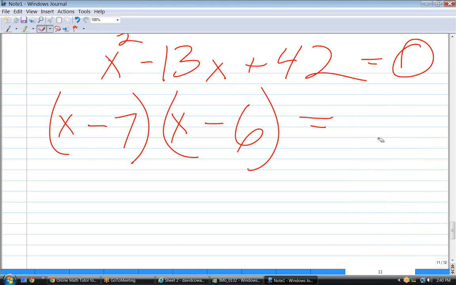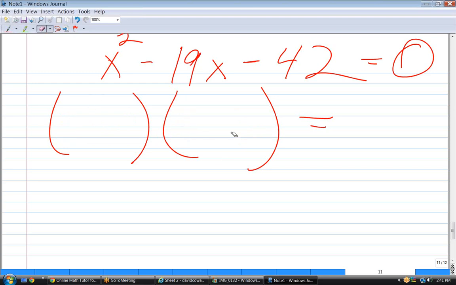Okay. Change the problem slightly. In fact, let me change the problem a lot. Okay? Now, let's start from scratch. Okay? Here's a different quadratic. First step, separate the x's into what?